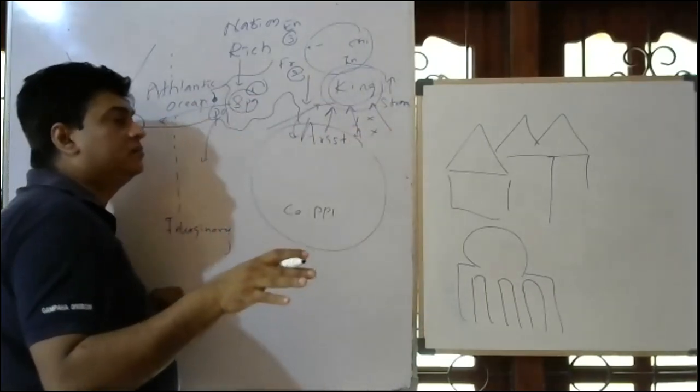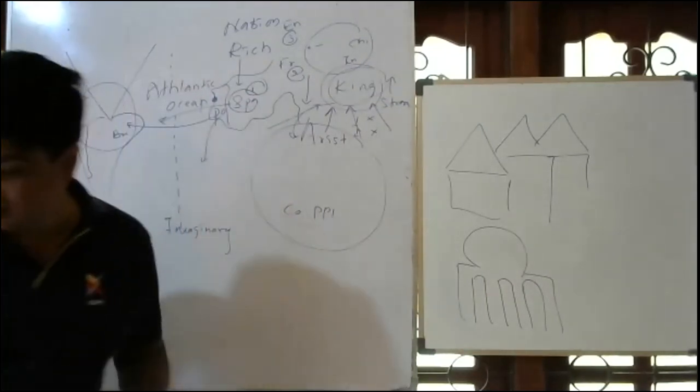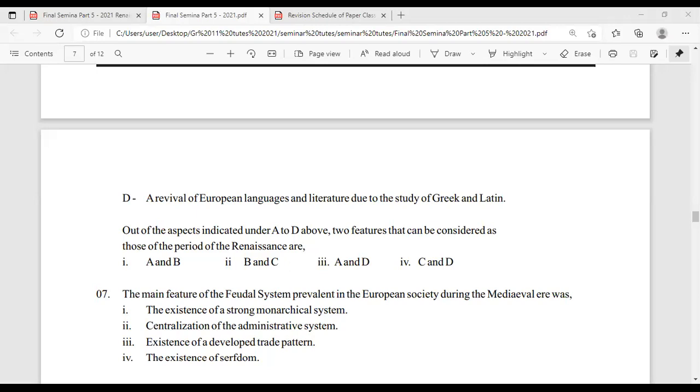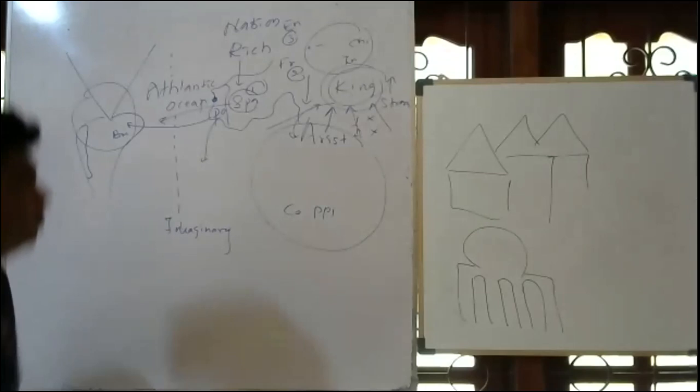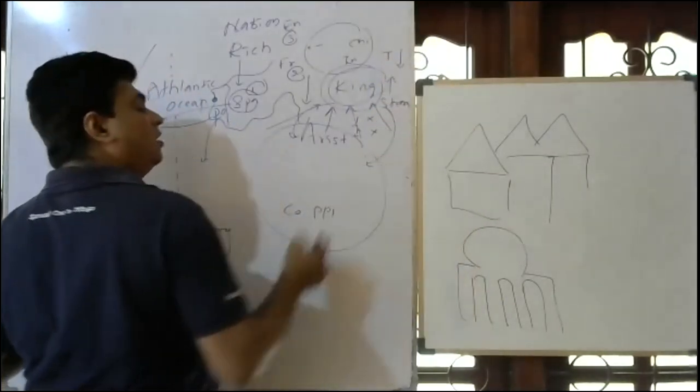Third answer says what? I can't remember the third answer. Third answer says that developed trade pattern. Developed trade pattern. So as the trade declined, only then the system started.